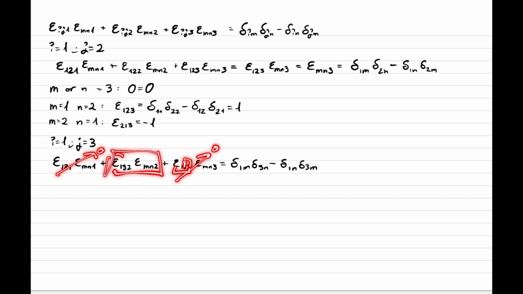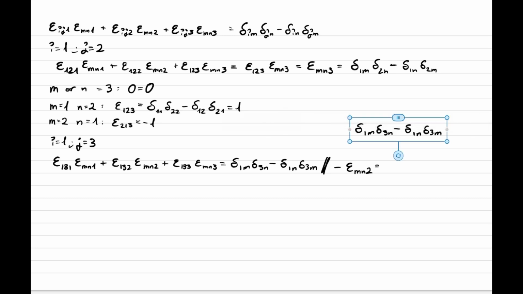We are only left with this term, epsilon of 132. 132 is just an odd permutation, so this is going to be minus 1, and thus we are going to have minus epsilon mn2 equal to these deltas. So we are going to check if this is true.